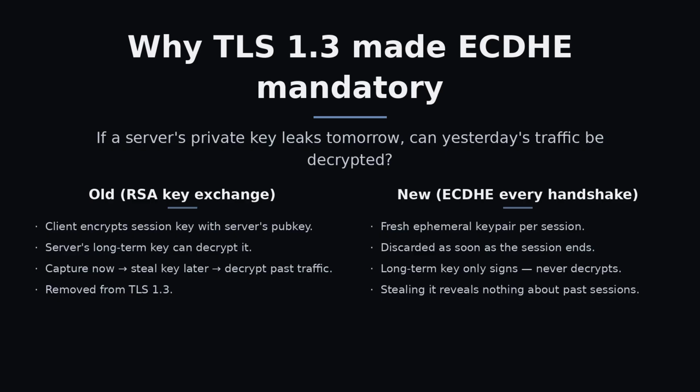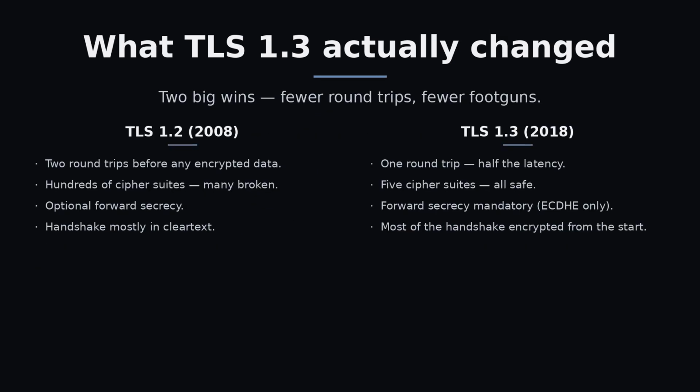TLS 1.3 made forward secrecy mandatory by removing every key exchange method that didn't have it. TLS 1.3 was a 10-year project that dropped in 2018, and it's the version your browser is almost certainly using right now. The 2 big wins are speed and simplicity. Speed: the handshake went from 2 round trips down to 1, cutting a noticeable chunk off every fresh page load. Simplicity: the protocol removed every weak primitive that had ever caused a vulnerability.